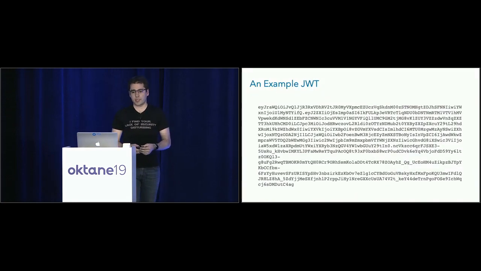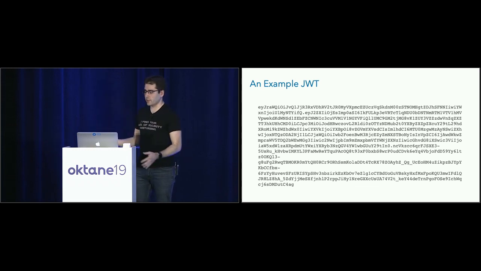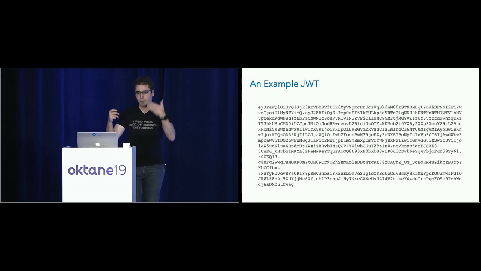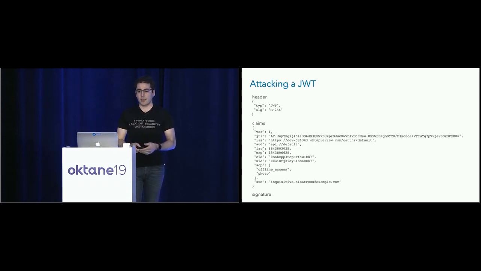This is what a JOT looks like. It looks like nonsense, but it's not. It's also not encrypted. It's just base64 encoded JSON data. So if you look carefully, you'll find 2 little dots in there. And if you split on the dots, it turns into 3 parts. And the 3 parts are a header, a payload, and the signature.